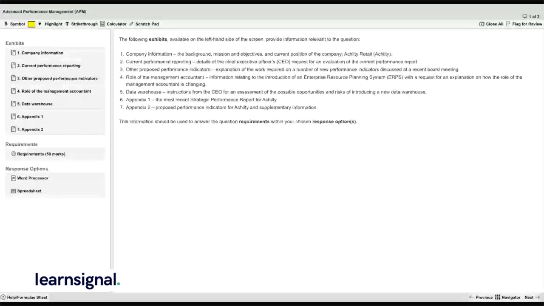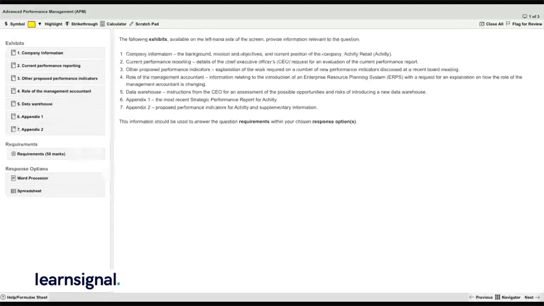We're now going to look at part of a question from the March 2020 APM computer-based exam to show some of the points highlighted before in practice. Question 1 in Section A introduced us to Akilti Retail, and as we can see on screen, the information to be found in each exhibit is listed.